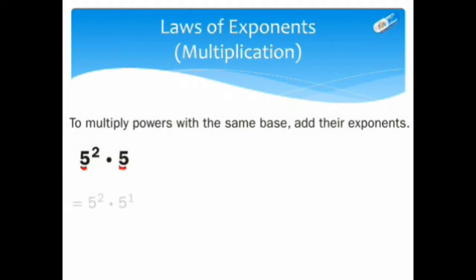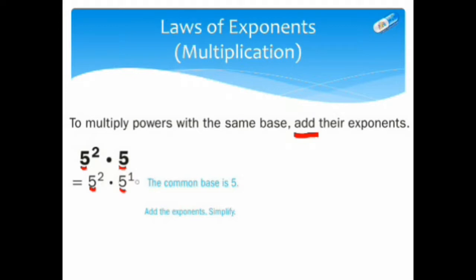So 5 power 2 multiplied by 5 power 1. Why 5 power 1? Because we know that any number with no power means it's to the power of 1. So 5 power 1 is the same as 5. So now you have that same base, 5 and 5. The common base is 5, and we add the exponents according to this rule: to multiply powers with the same base, we add their exponents.